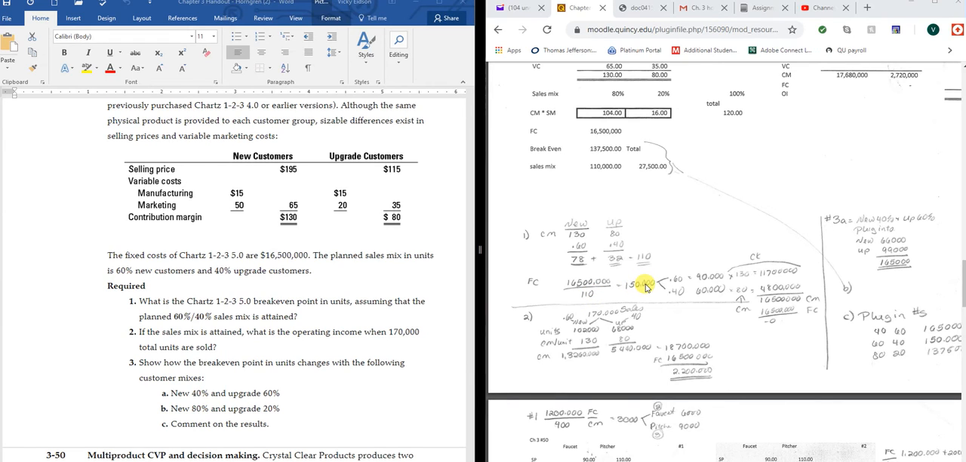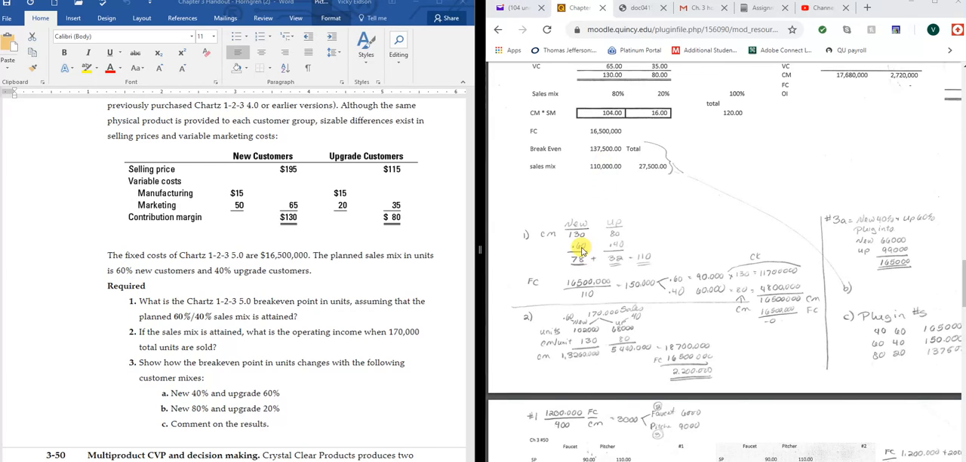Okay, 150,000 baskets, 60% of that is new customers and 40% is upgrade. So I have 90,000 and 60,000 of them. Notice they add up to 150, but 60% of it is that. And if the question asks what is the break-even point in units, assuming the 40-60% sales mix is obtained, I guess I'm done. 90,000 and 60,000. Let me pause there.